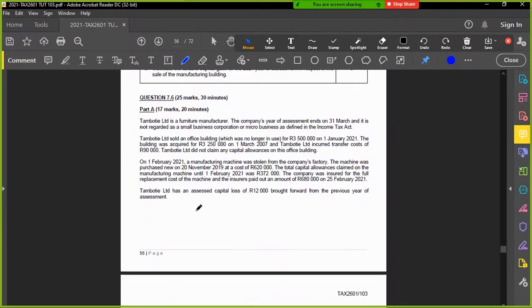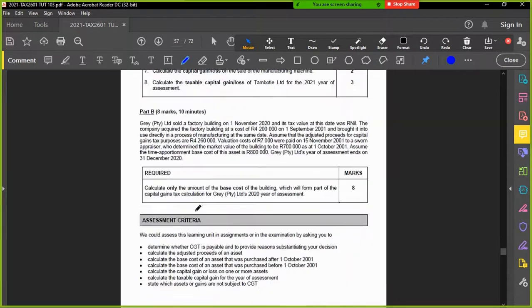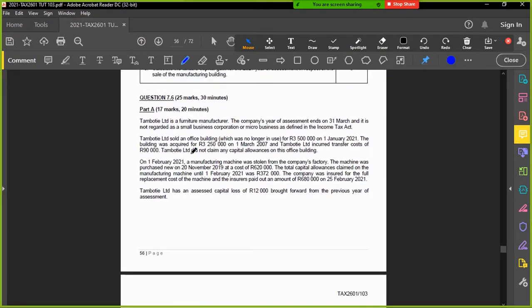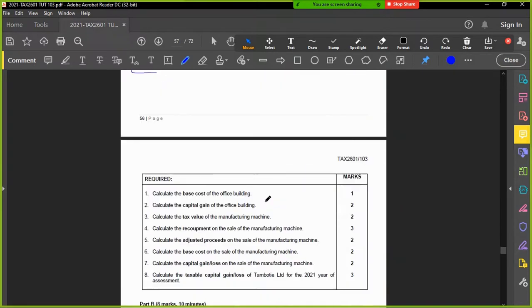And then the last one, yeah, that's the last one. Okay, 7.6. 31st March 2021, 2007. This is post. That's an easy one. Post CGT. That's good. This is also post CGT. This is also good. Yeah, this is an easy one. Part A, easy. That you shouldn't struggle with too much.